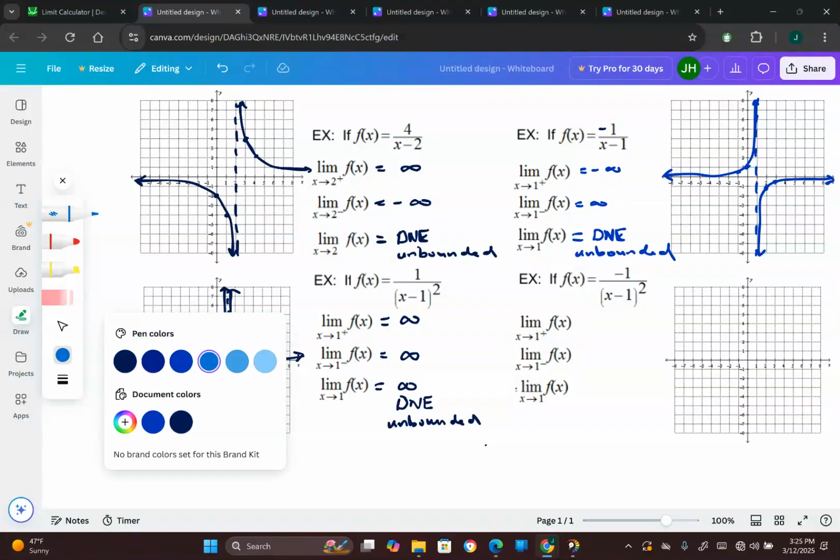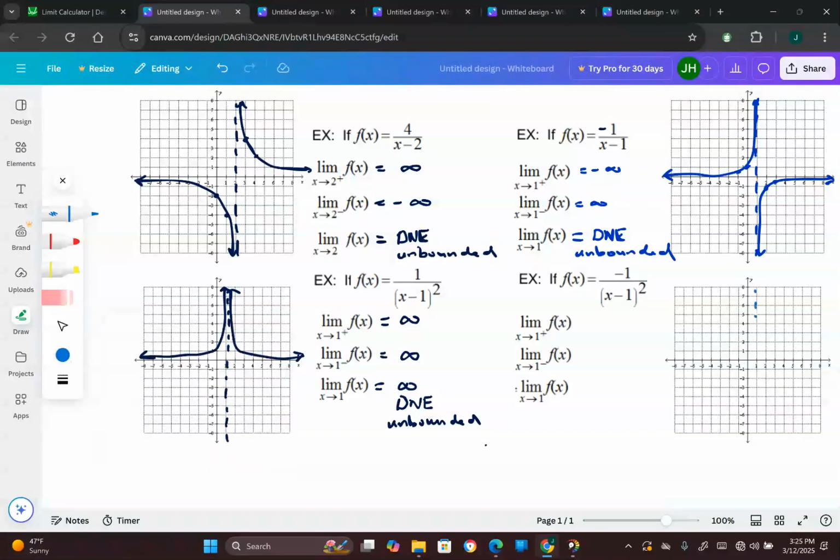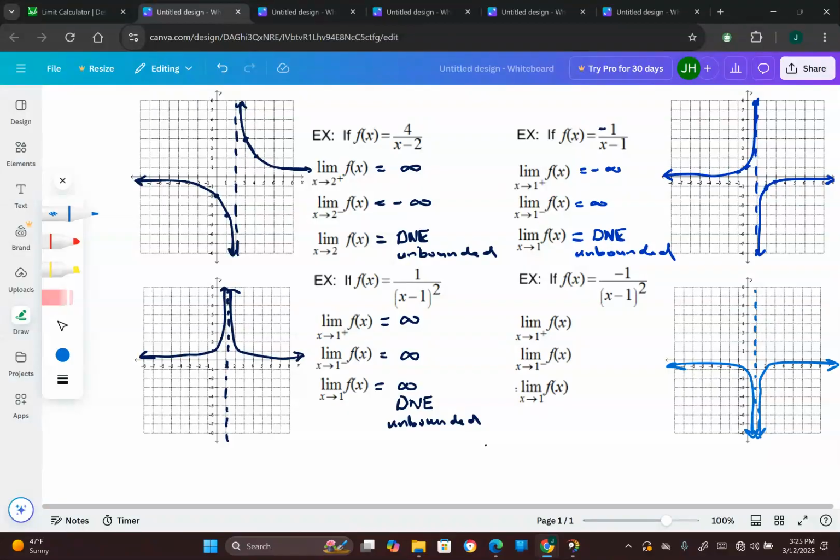This is just the mirror image of this one. It still has a vertical asymptote, but I have reflected it through the x-axis. That negative just takes my graph and flips it over through the x-axis, and I have this instead. What's my limit from the right? Negative infinity. What's my limit from the left? Negative infinity. What's my two-sided limit? Well, it's negative infinity, but again, this limit does not exist because it's unbounded.